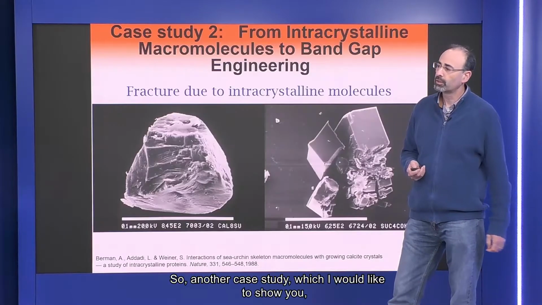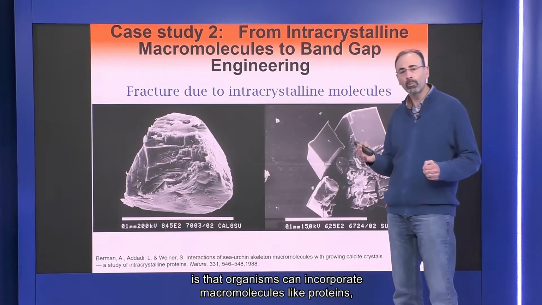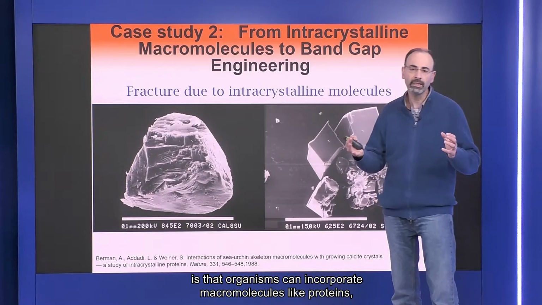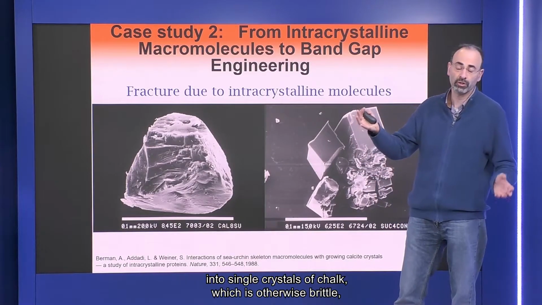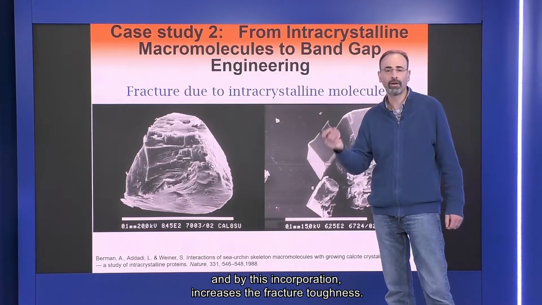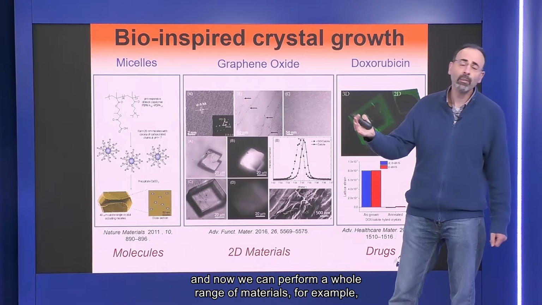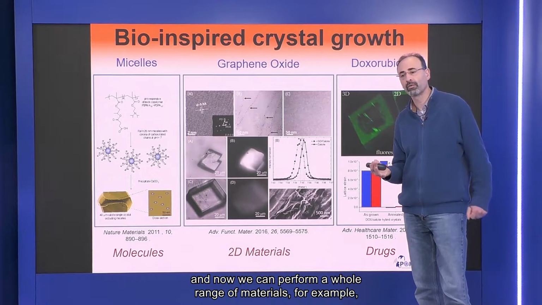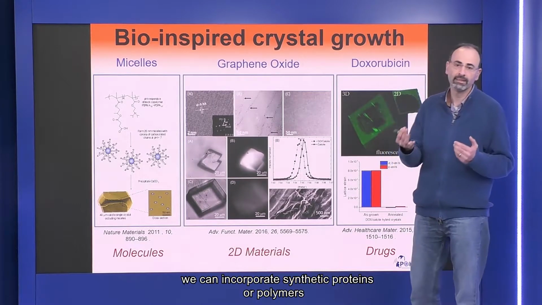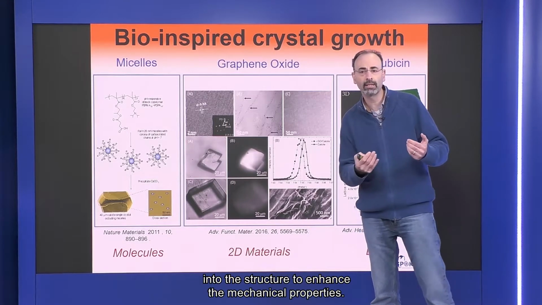materials. So another case study which I would like to show you is that organisms can incorporate macromolecules like proteins into single crystals of chalk, which is otherwise brittle, and by this incorporation increases the fracture toughness. So we have taken this idea after we understood it, and now we can perform a whole range of materials. For example, we can incorporate synthetic proteins or polymers into the structure to enhance the mechanical properties.